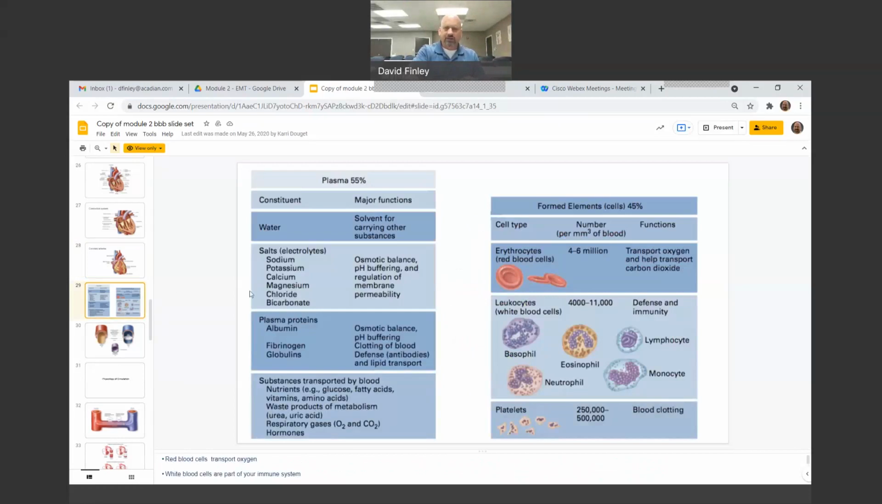Here's composition of blood. So like I said, you need to know red blood cells, white blood cells, and platelets and what they're responsible for. And just know that plasma, the fluid part of your blood, is about 55%. The formed elements are about 45%.